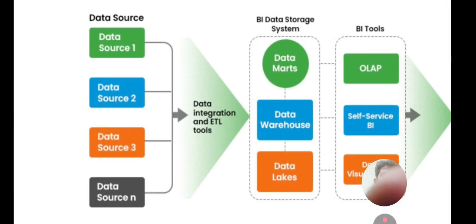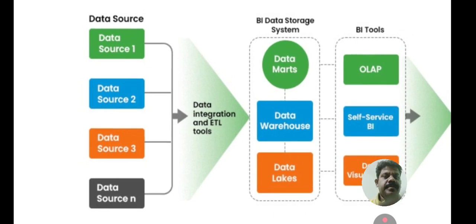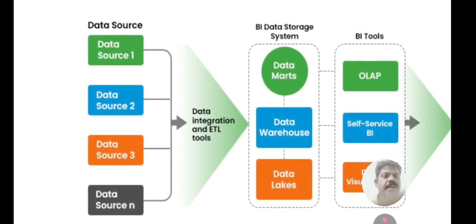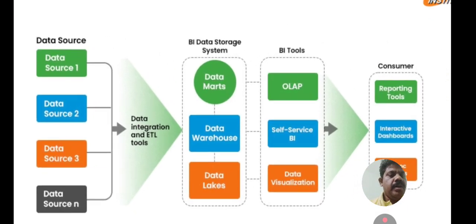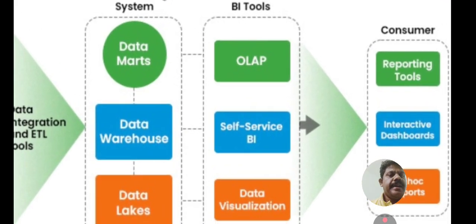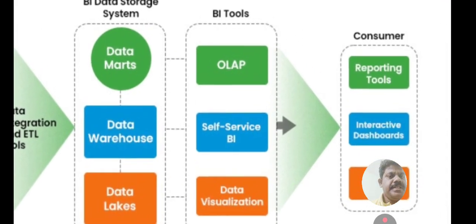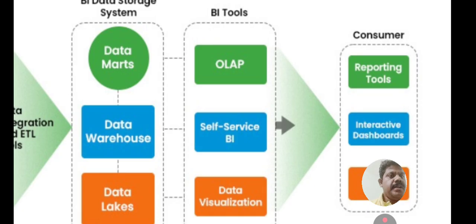This is the architecture of the third type, where you will find multiple data sources, n number of data sources, and all these data sources can be combined together with the integration of ETL tools. Then the storage system is configured with data marts, data warehouses and data lakes, along with BI tools like OLAP, online analytical processing, self-service business intelligence and data visualization. With all that, the consumers will benefit from various reporting tools and interactive dashboards.